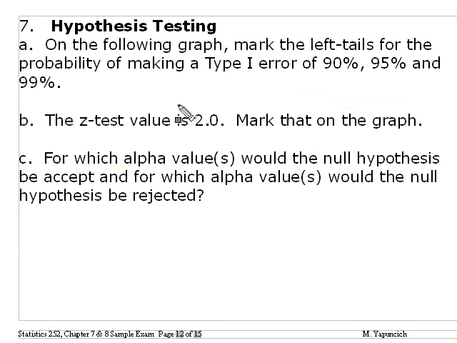Now, in this question, you do actually do a sort of hypothesis testing, although you don't have to do much of a calculation at all. There'll be a blank graph, and on that graph you need to mark the left tails for the probability of 90%, 95%, and 99%. Okay, so to find those values, you go to the reference section.